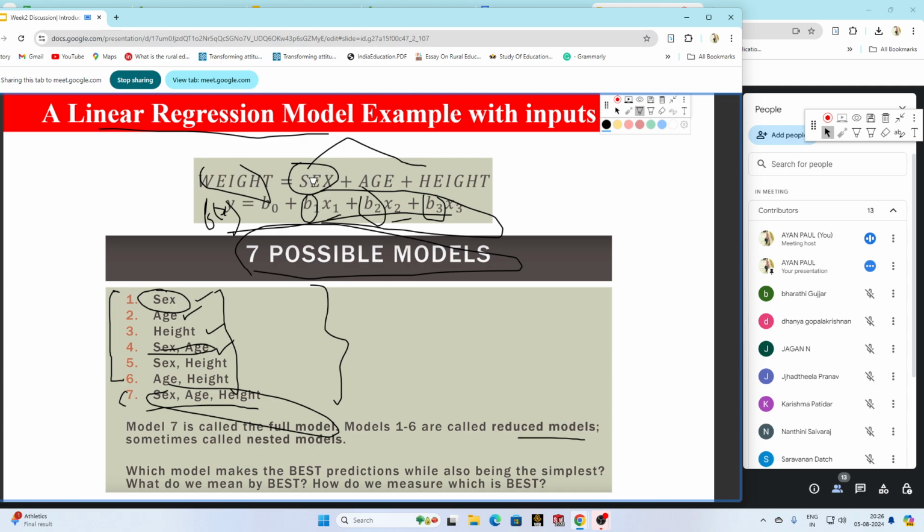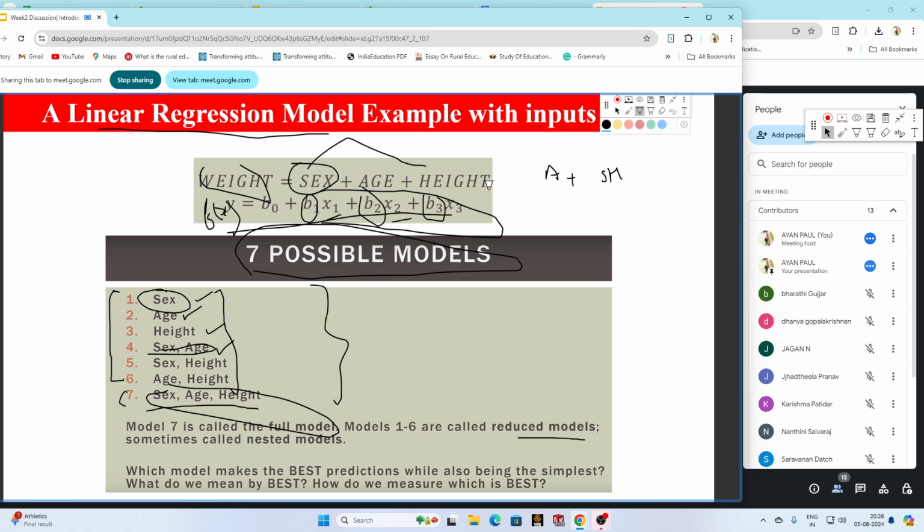But there can also be a case in which sex and height are very much correlated. So how can I reduce the dimension, or how can I reduce the inputs? I can take age plus something, let's say I will call it SH. Age plus SH. This SH will take account of sex as well as height. So that thing is called feature extraction.